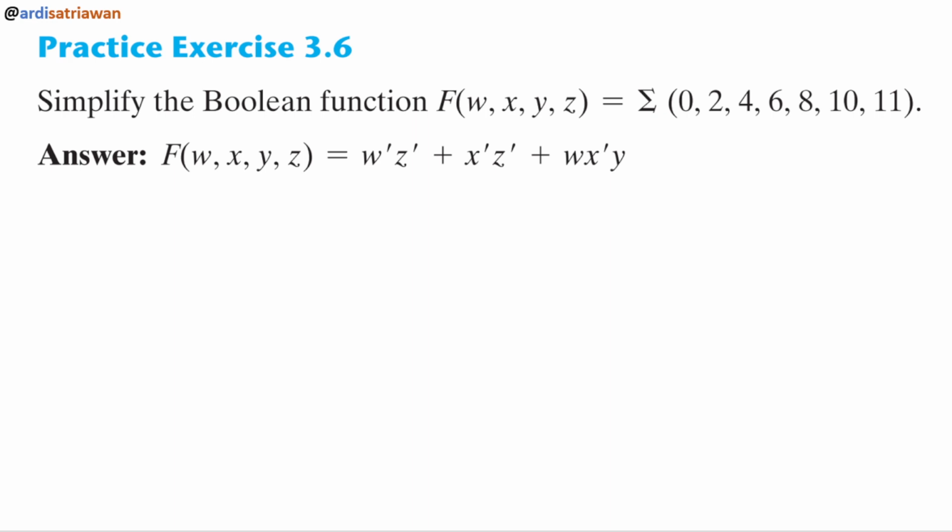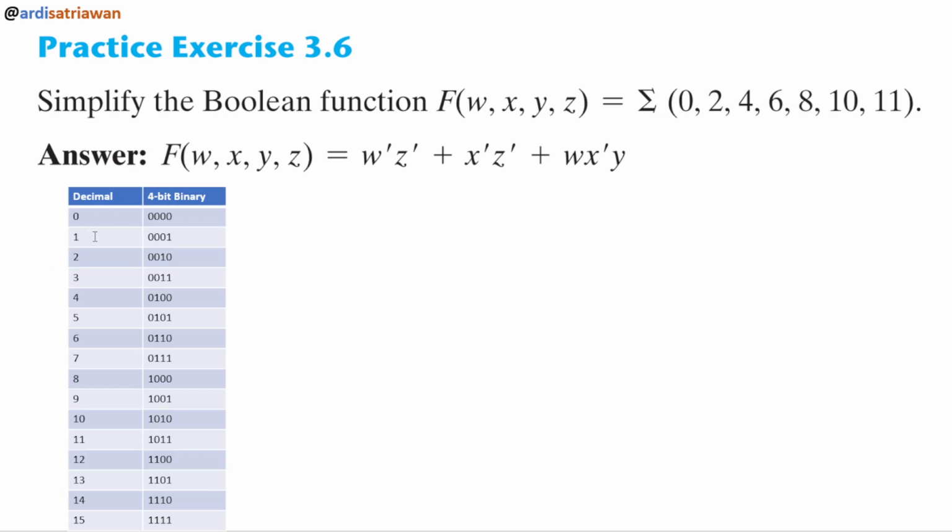But before that, let's look at the table of the conversion between decimal and 4-bit binary, because we have 4 variables here. This is the decimal representation and this is the 4-bit binary representation. This will be useful in the K-map. Now let's see what we can do. First, we draw the K-map. We write WX here as the rows and YZ as the columns. Now let's label the columns and rows.